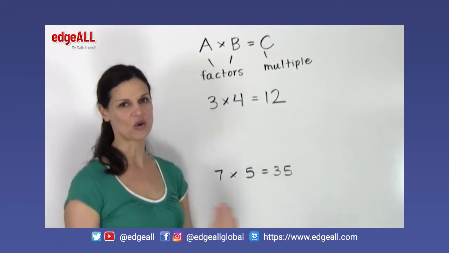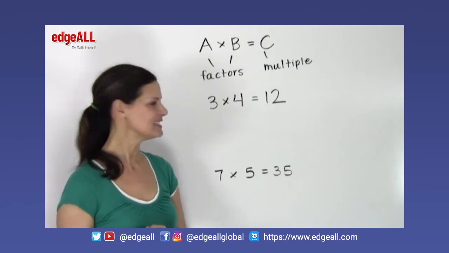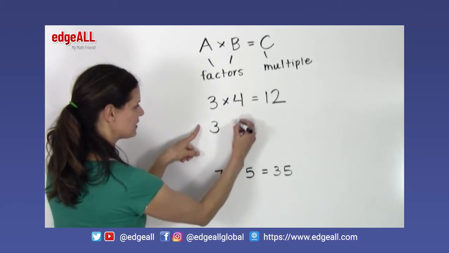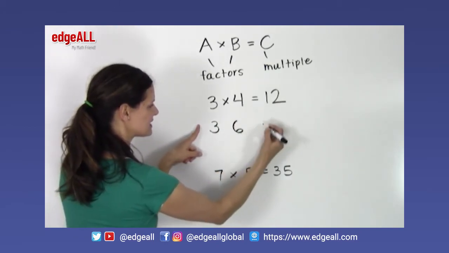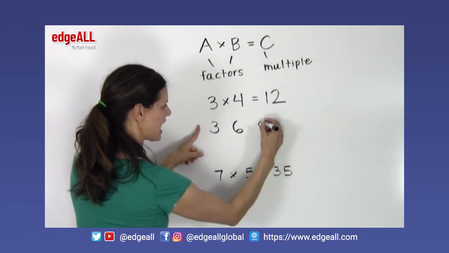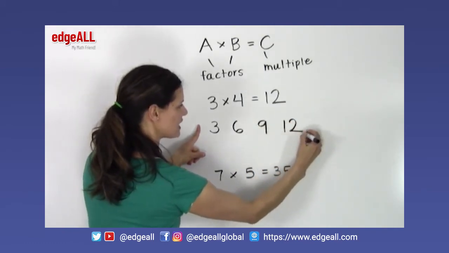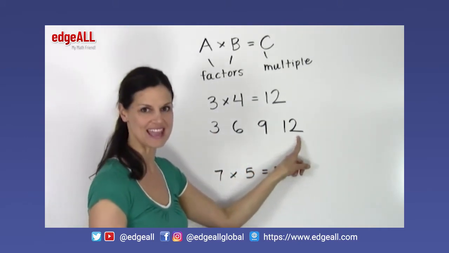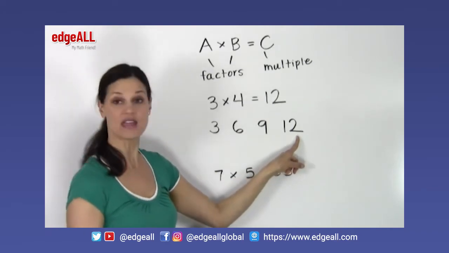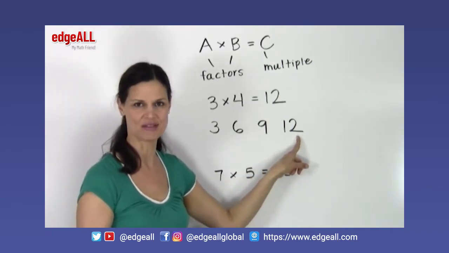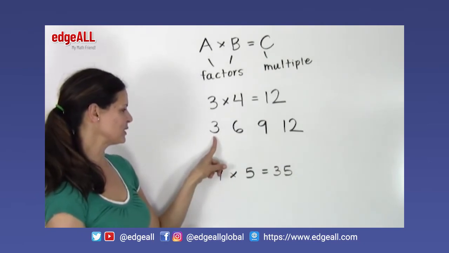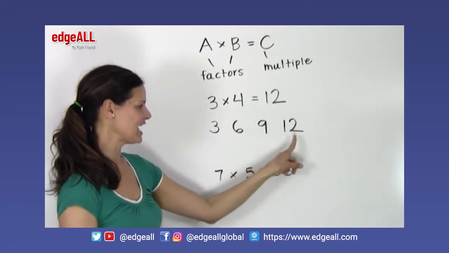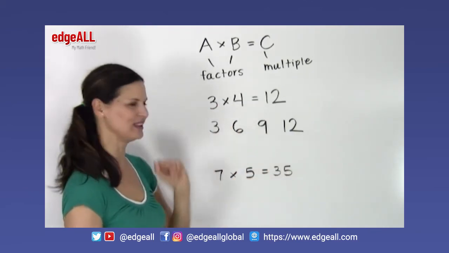We can look at the order of the multiples of 3 to take a closer look. 3 times 1 equals 3. 3 times 2 equals 6. 3 times 3 equals 9. And 3 times 4 equals 12. So these are all multiples of 3. 12 is actually the fourth multiple of 3. 3 is the first multiple of 3. 6 is the second. 9 is the third. And 12 is the fourth multiple of 3.